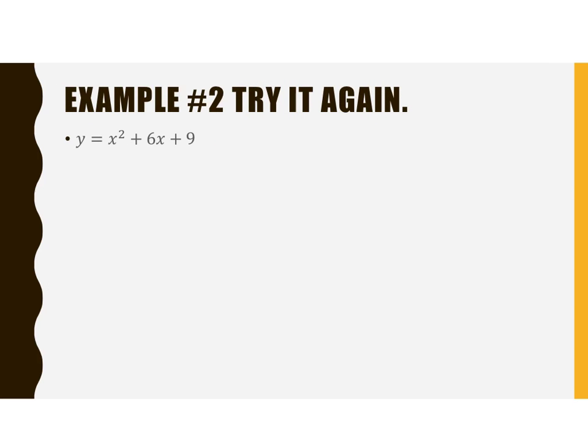Example 2, we're going to try it again. If you can solve for any parts on your own, pause the video and try it. Extrema. It's from the value a. This a is hidden because it's an invisible 1, but it's a positive 1, so think opposite, and you have a minimum. Y-intercept, c value, so 0, 9.